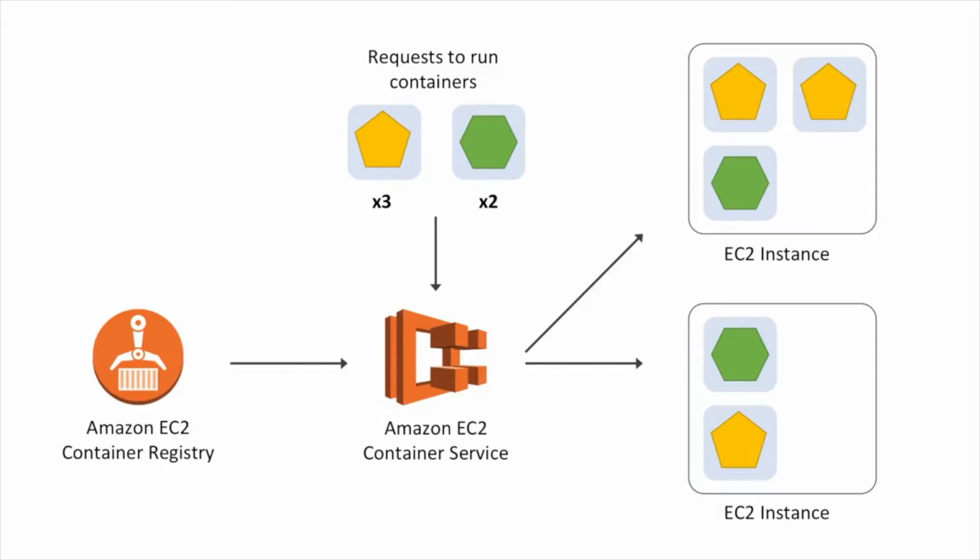You can make requests to ECS, such as launch 3 yellow pentagon containers and launch 2 green hexagon containers. And ECS will find instances in your cluster that have the available resources to run those containers and instruct them to download the container from the registry and run it.